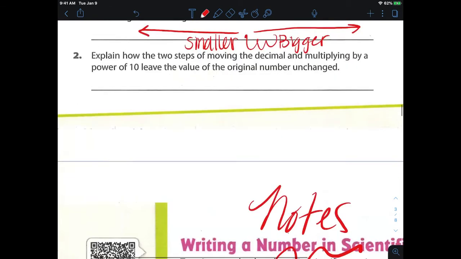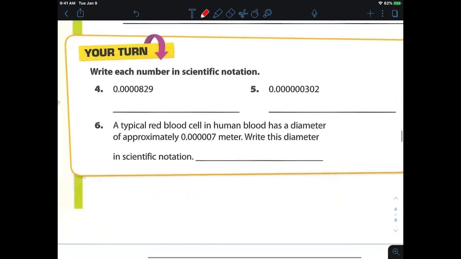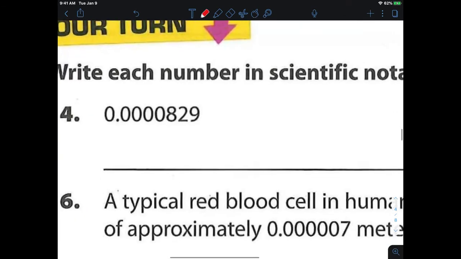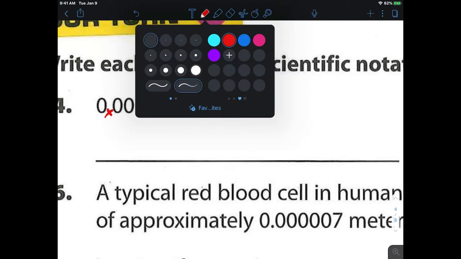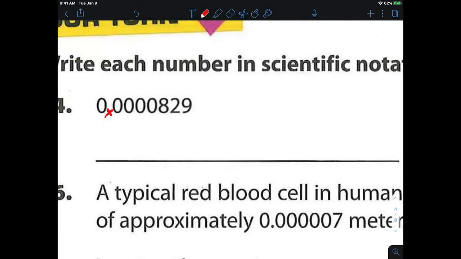Okay, we're going to skip number 2. Let's go ahead and jump into it. So write each number in scientific notation. All right, so first thing I'm going to do is I'm going to look for my decimal. Now I'm going to go ahead and look for a space in between two numbers that gives me a new number in between 1 and 10. I'm looking. I see my space. I want to do 8.29 because that's bigger than 1, smaller than 10.